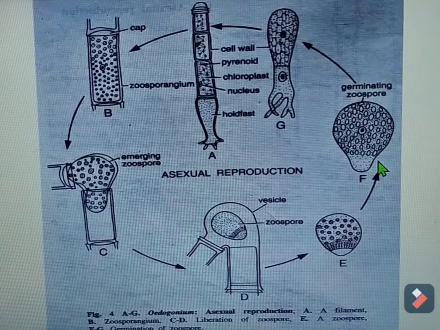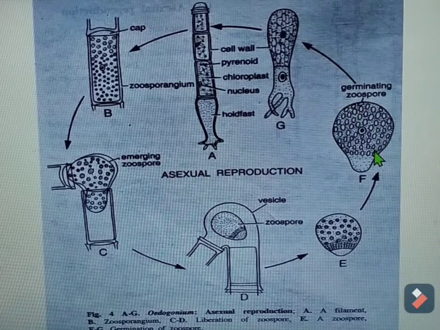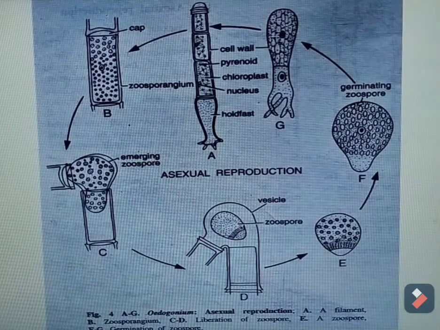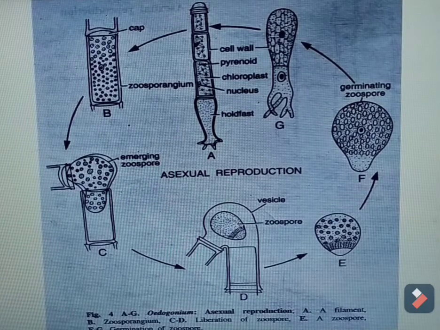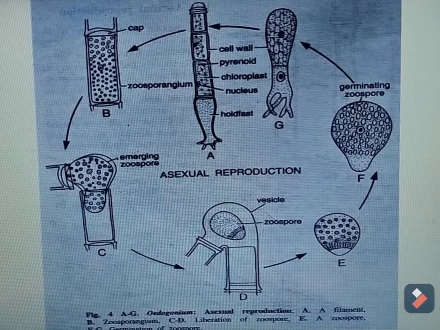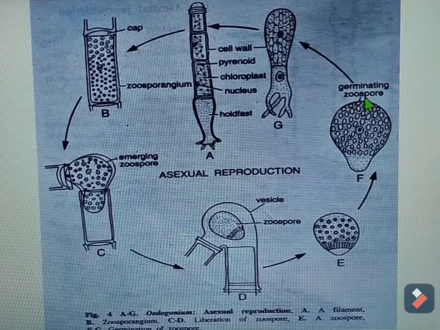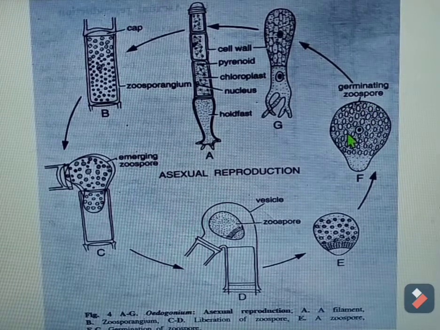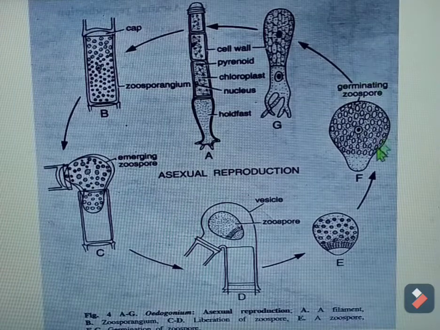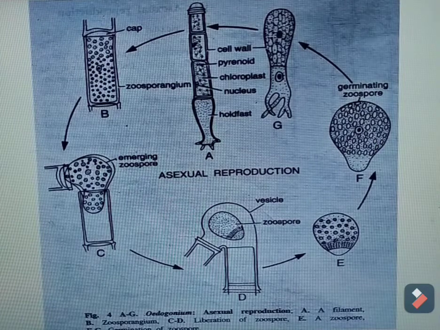Sometimes the zoospores have an eye spot. Just remember that sometimes the zoospore has an eye spot. An eye spot is a photoreceptive organelle, and this organelle helps the cell to sense the light direction or the intensity of the light and respond to it. So that is the function of the eye spot. So zoospores sometimes also possess the eye spot.